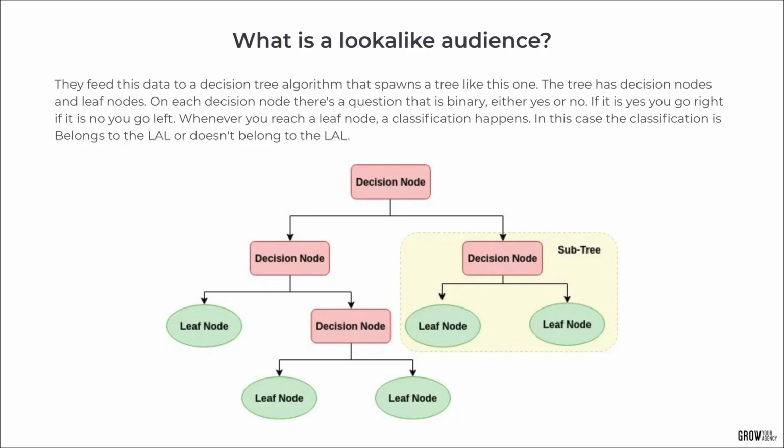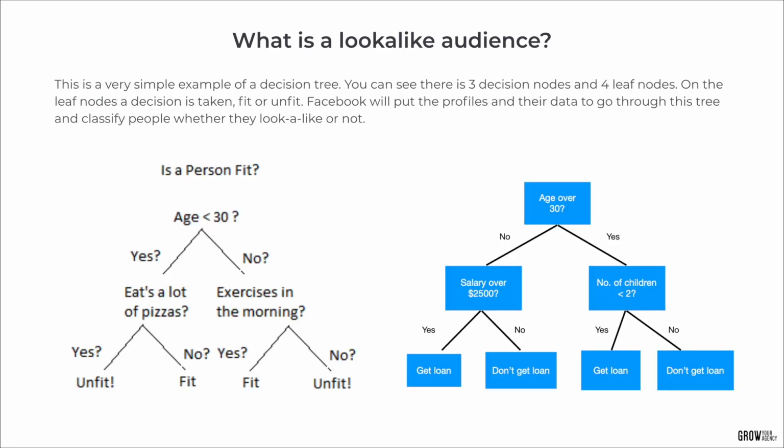On each decision node, there's a question that is binary, either yes or no. If it is a yes, you go right. If it's a no, you go left. And whenever you reach a leaf node, a classification happens. Now in this case, the classification belongs to the lookalike or doesn't belong to the lookalike. This is a very simple example of a decision tree. Now you can see that there are actually 3 decision nodes and 4 leaf nodes. Now on the leaf nodes, a decision is taken, fit or unfit.